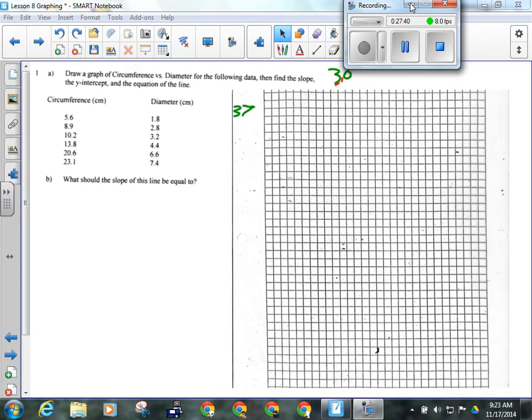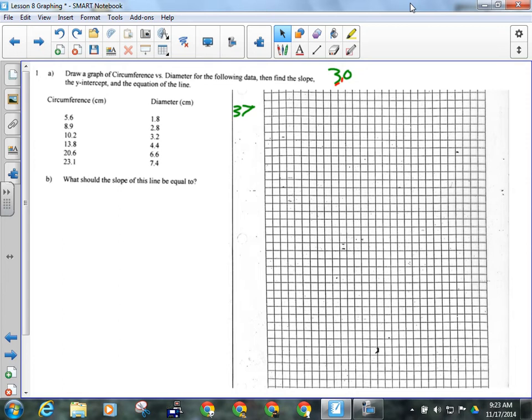Okay, so here's what we're doing. We're doing an experiment, which is not very exciting, investigating what happens when I increase the diameter. What happens to the circumference of the circle? What should happen? It should get bigger. Okay? Will that be a linear, exponential, inverse, or inversely exponential relationship, do you suppose? Probably going to be linear.